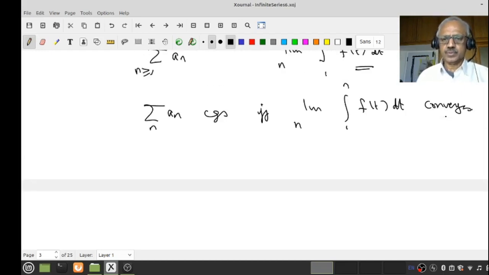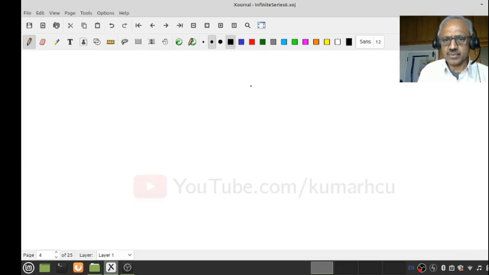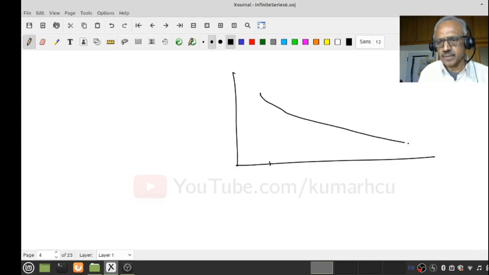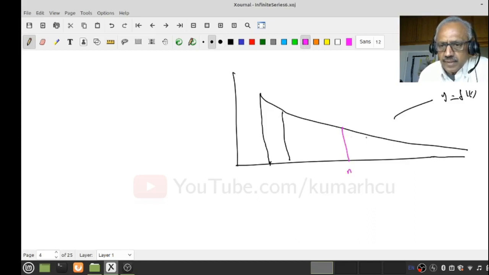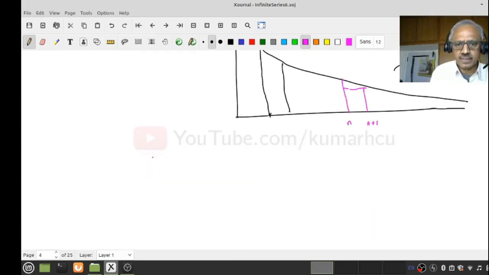The proof is extremely simple. Let us just have a look at the picture. So this is, let us say, 1. It's something like this. This is y equal to f(t). Now this is my 1 and this is my 2, and in general this is my n and this is my n plus 1. Now let us look at this: what do I know about the integral from n to n plus 1 of f(t) dt?